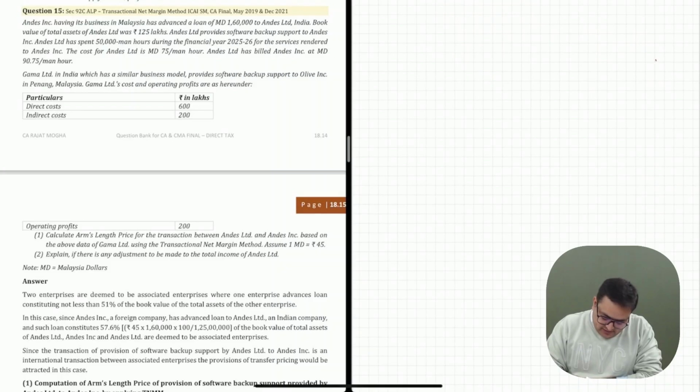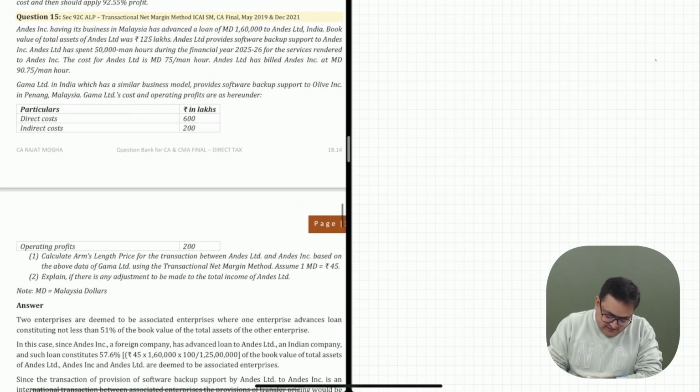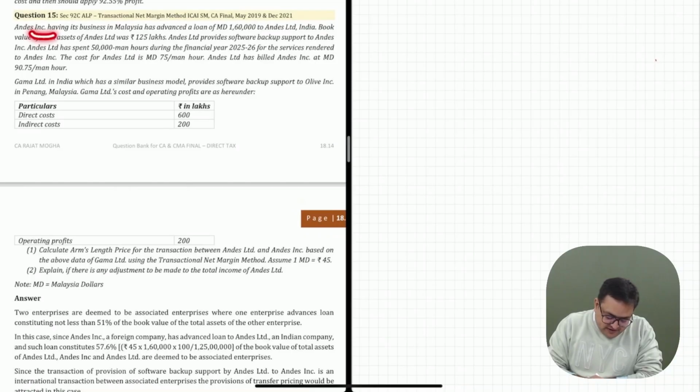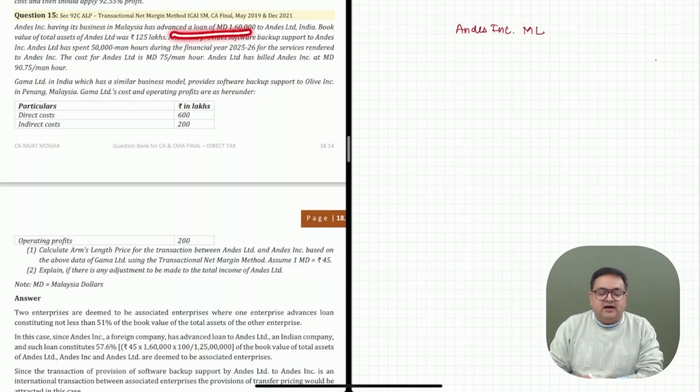Now, this is question number 15 of the question bank. It says, Andes Incorporation is having a business in Malaysia. So there is a company known as Andes Incorporation and they are in Malaysia. They have advanced a loan of 1,60,000 Malaysian dollars to Andes Limited India. So they have given a loan.